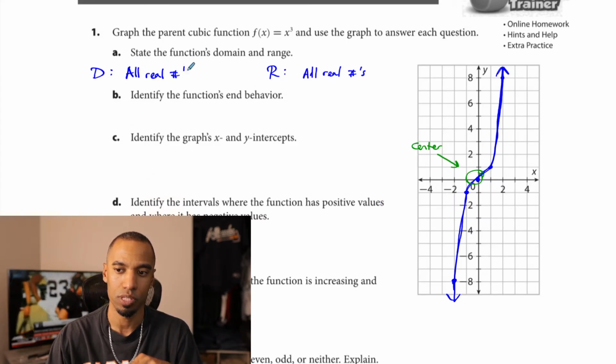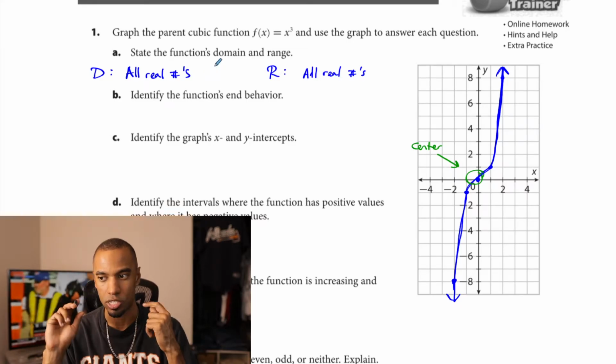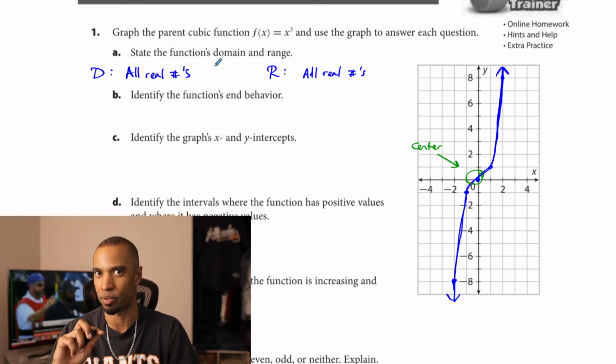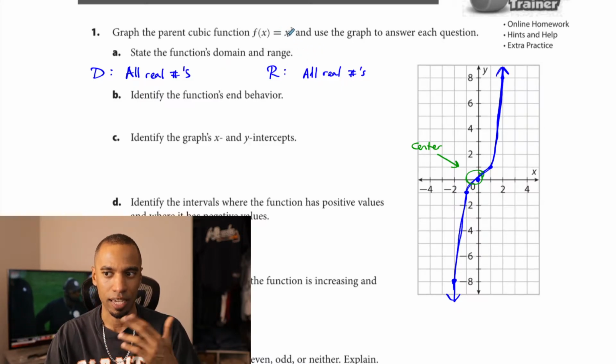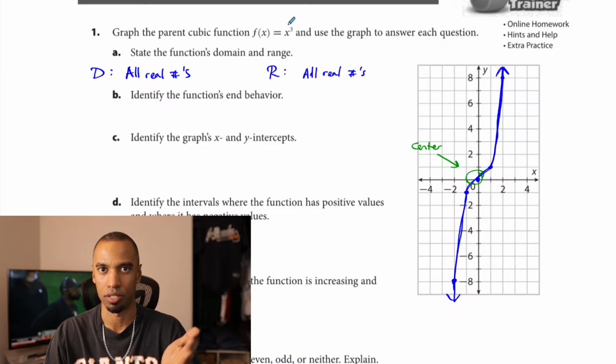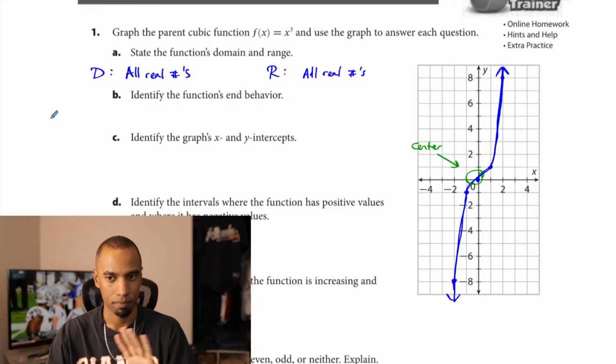Don't confuse the idea that just because it's going up and down much more sharply than it's going left and right, that it's not still going left and right. You can still plug in any x value that you like under the sun here, and there's no limitation from negative to positive infinity. And that's the point.